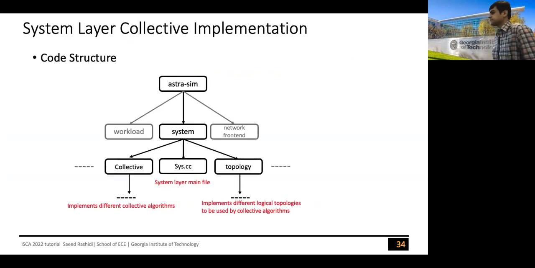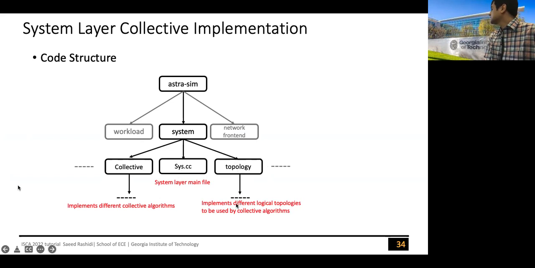Okay, so then the middle layer is the system layer, which basically tries to model the communication library and all the interactions and system level software that exists on training platforms. Basically, its main file is in sys.cc, and we have two other major subfolders here: the collectives and the topology.